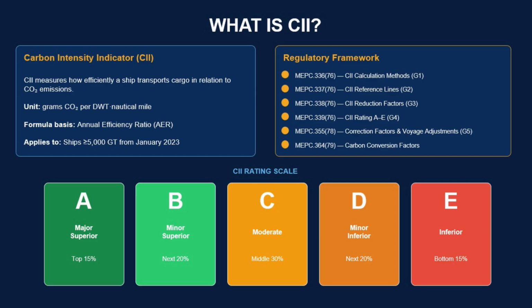Ships are rated from A to E. A means major superior performance. B means minor superior. C means moderate. D means minor inferior, and E means inferior performance. 3 consecutive D ratings or 1 E rating require corrective action under SEEMP Part 3.